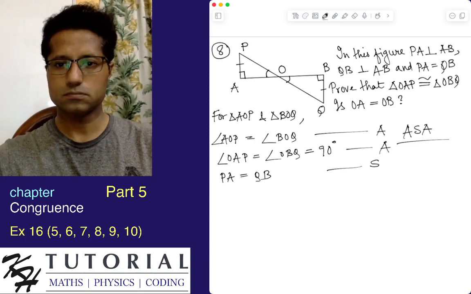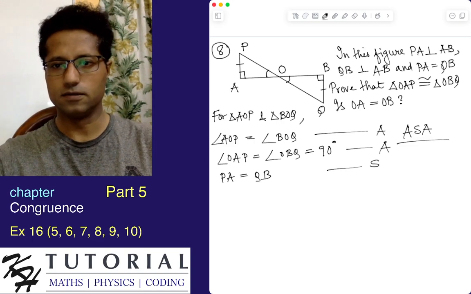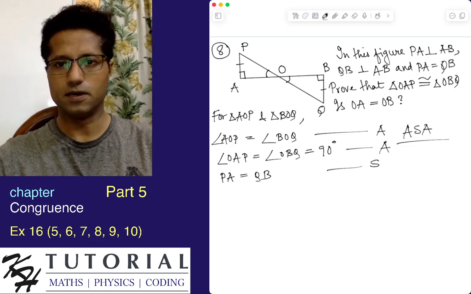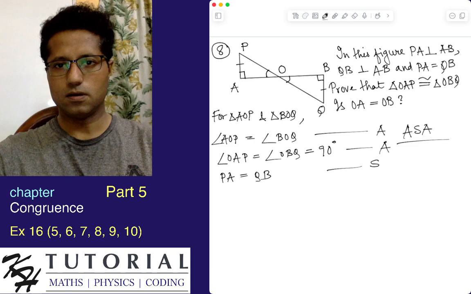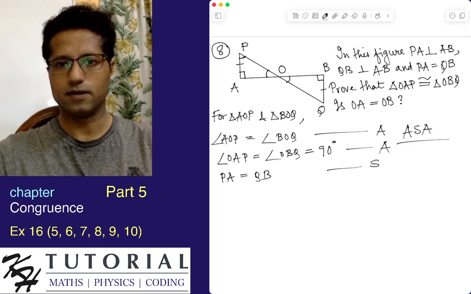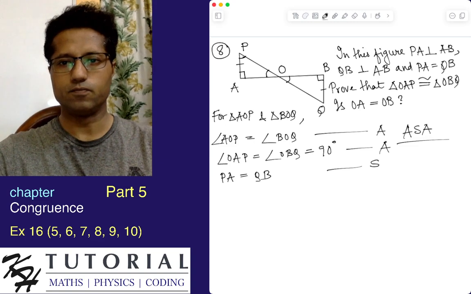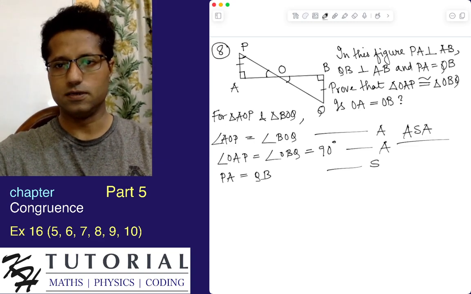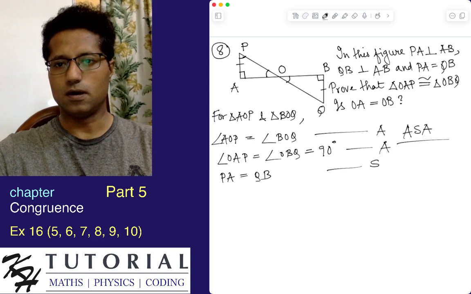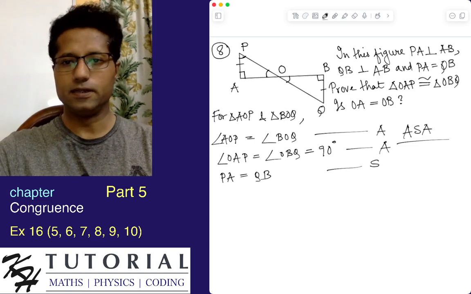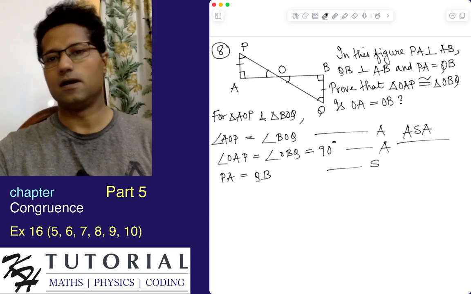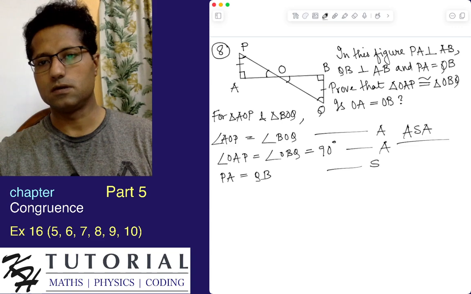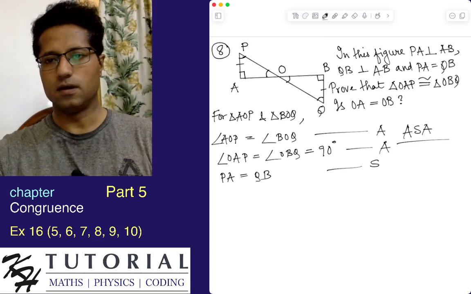The vertically opposite angles are not helping us. We have this right angle, this is fine, and we have a side. So we have to somehow consider this angle in triangle AOP, and also see in triangle BOQ, BQ is the side and we have the right angle at B. So definitely we have to consider this angle, so that it will fall under the category of two angles and the side included by the two angles.